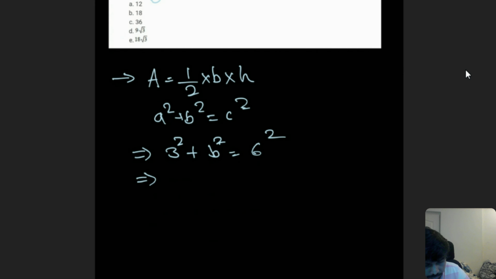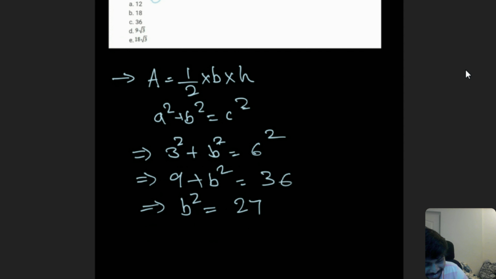Good. So now we need to solve for b. 3 squared is 9, and 6 squared is 36. So the equation becomes 9 plus b squared equals 36. What's the next step? Okay, we can minus 9 from both sides. Is that correct? Yes, that is correct. And what is 36 minus 9? I don't know. That's okay. 36 minus 9 is 27.